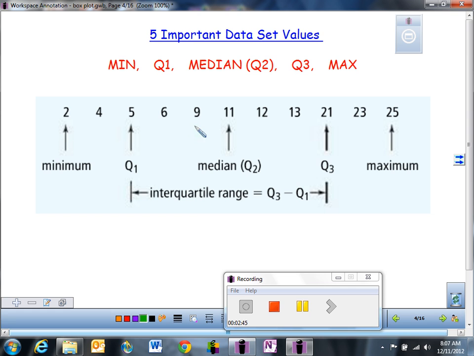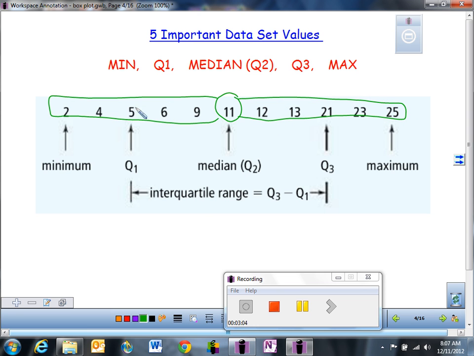So 5 important data set values. You have your whisker, so your min, and then your other whisker will be at your max. And you have your quartile 1, your quartile 2, and your quartile 3. So this would be the middle part of your data. This is where you have your belt. And again, you have your belt. And then you have to find the middle of your 2 belts. So then here's the middle, and here's the middle. So that's where our quartiles fall.